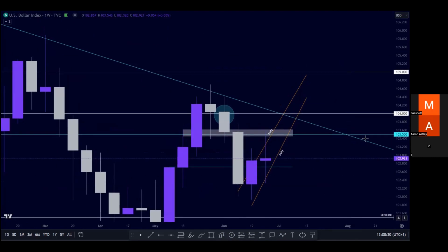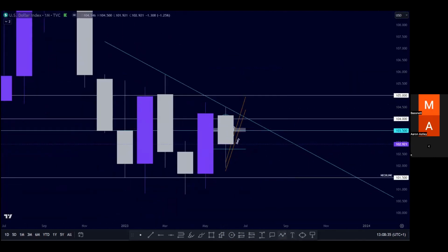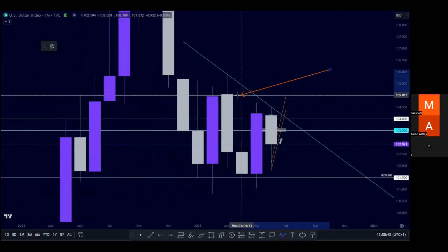If price starts to break above these areas on the monthly, obviously to keep an eye out for, we've got this area on the monthly with this trend line breaking. So just keep an eye on, if price does manage to break out of this trend line, we could see a retest of the 105 area.